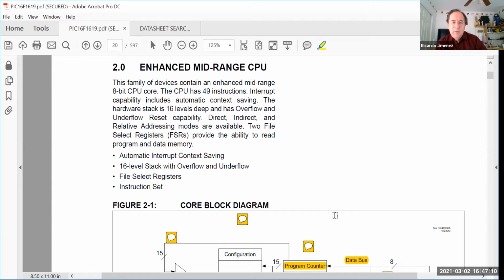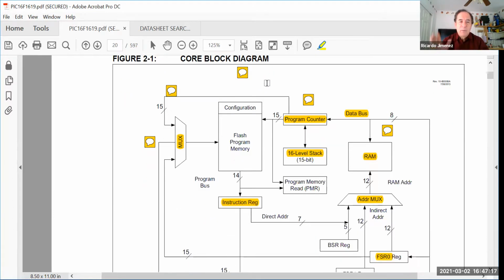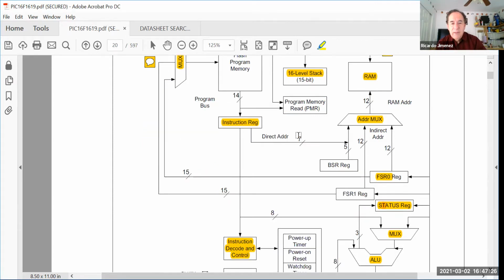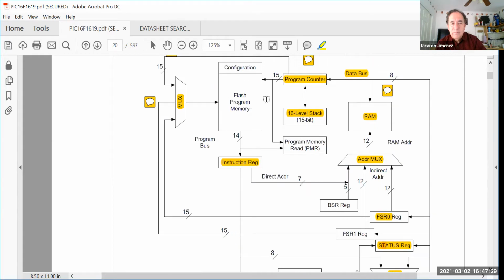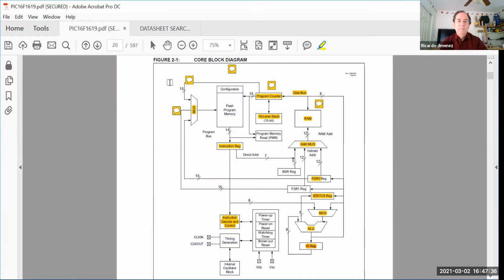And this is how a computer is organized. So you have the enhanced mid-range CPU. This is a CPU that we saw a moment ago in the previous figure as a big block diagram with everything connected. This is a CPU, okay? And you see, that's the whole CPU. But once you understand everything, it is very similar to the microsequencer.